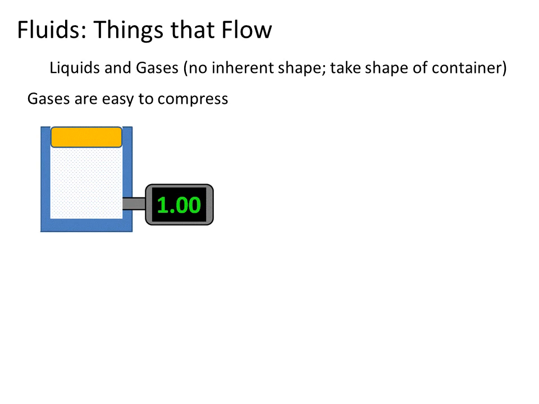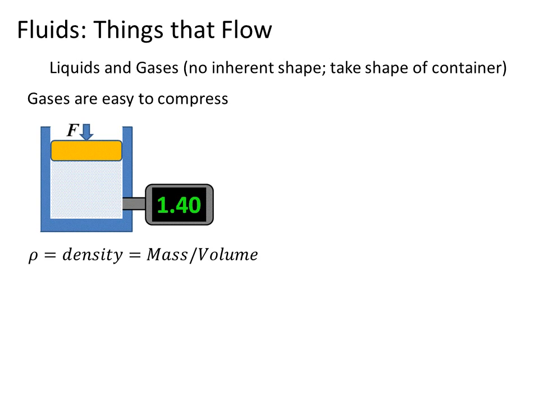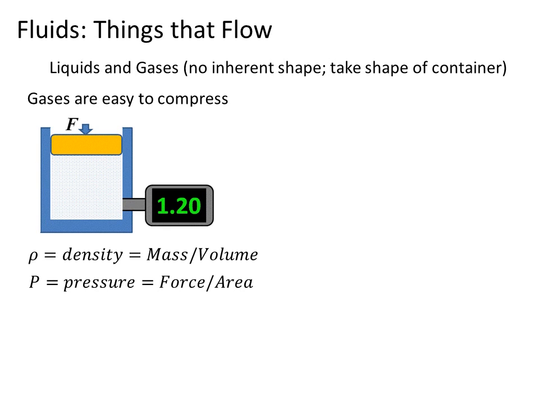In the movie that's being shown, there is a container filled with gas and a piston that's being pushed down with greater and greater force. As the force is increased, the density of the gas increases. That is, the mass per volume increases because the volume is getting smaller. We are also seeing a gauge on the side that's changing as the force goes down. The greater the force, the higher the number. This gauge is recording the pressure of the gas.